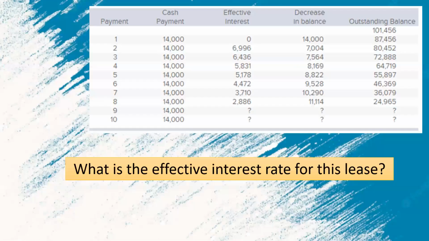All right, let's do an easy one. What is the effective interest rate for this lease?